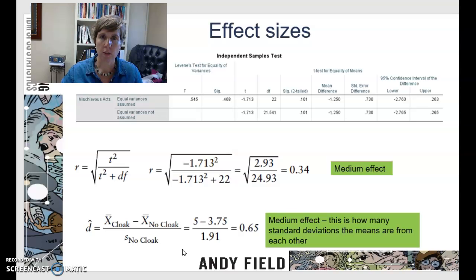So in essence, we had no significant difference between these two in mischievous behaviors. However, there was quite a substantial effect of whether or not somebody wore an invisibility cloak.